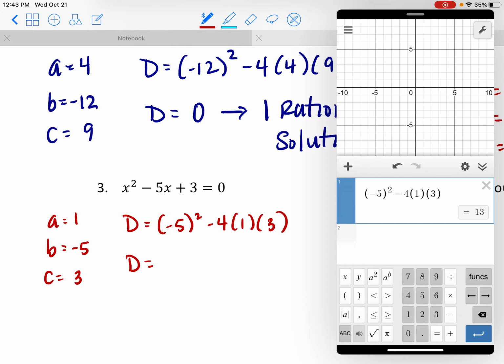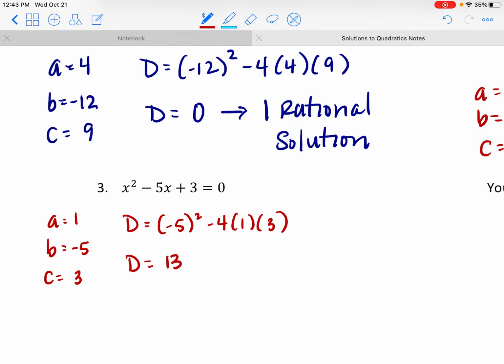Okay, so we end up with 13 this time. So if we were solving with our quadratic formula and we got a 13 under the radical, that would be as far as we could go, unless you wanted to approximate. So this is going to be 2 irrational solutions.